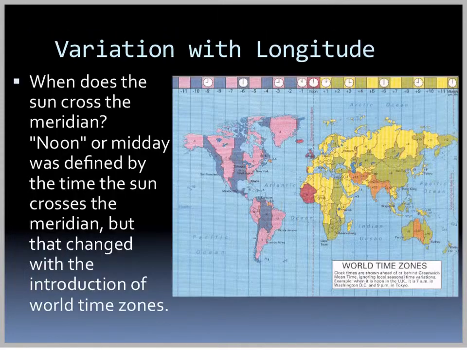Now when does the sun cross the meridian? Well, noon, or solar noon, or midday used to be defined as the time the sun crossed the meridian, but that changed with the introduction of world time zones. Time zones came about because of things like the railroad. A railroad conductor might have to keep very strict schedules because trains share tracks, and you don't want to be on a train going east when one coming west is on the same track.